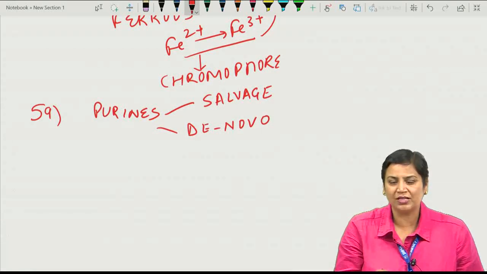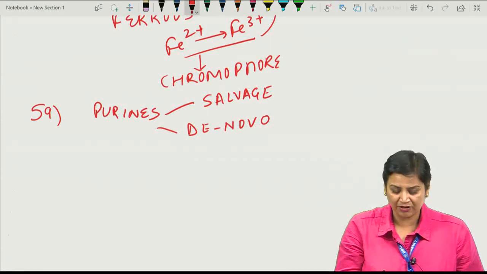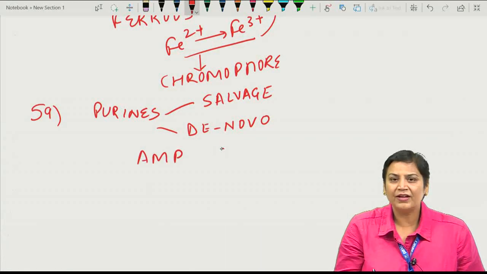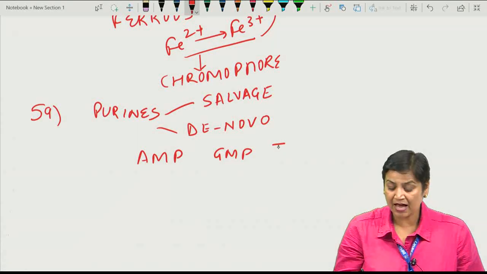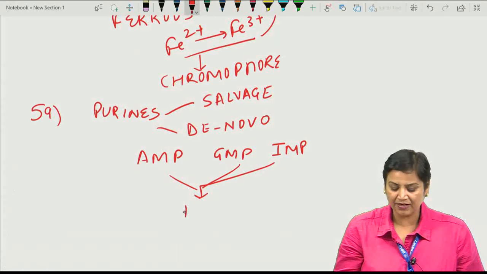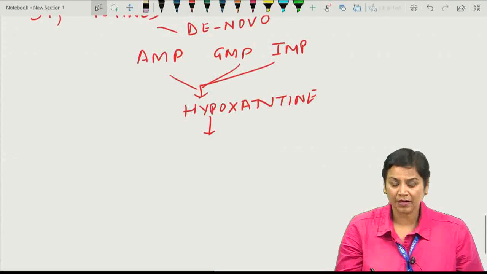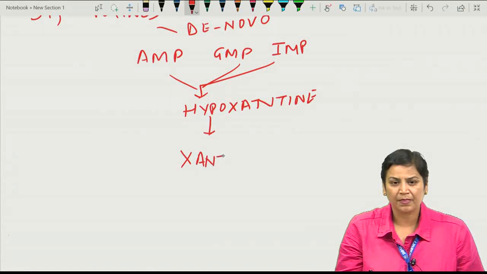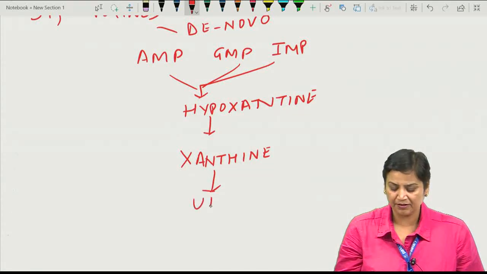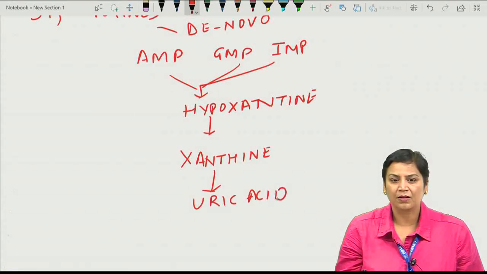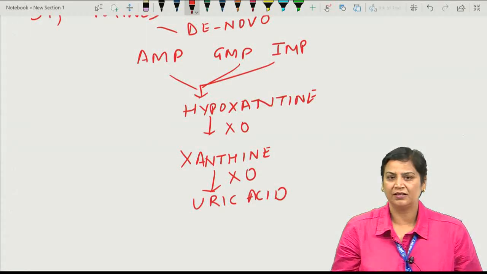Obviously if purines are produced, they have to be degraded also. The degradative product, whether it is AMP, GMP, or IMP, the degradative product of all three is hypoxanthine first. This hypoxanthine will be converted to xanthine, and this xanthine will be converted into uric acid. The enzymes here are xanthine oxidase here and xanthine oxidase here.